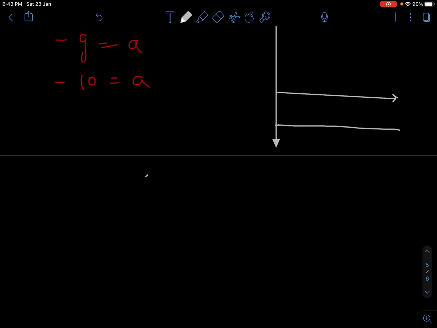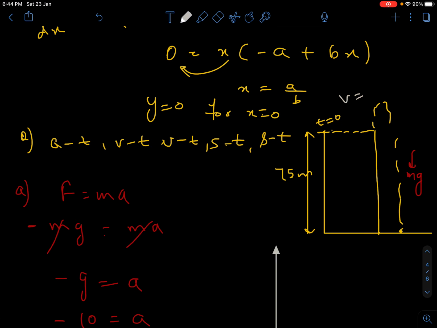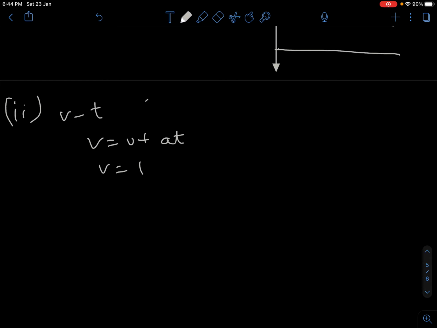Second is Vt, the velocity-time graph. Okay, no problem. So as we know, velocity is u plus at, and I have told you that here u is 10. Okay, so it will become v equals 10 plus, and acceleration is minus, so minus 10t. So let's make the graph of this.